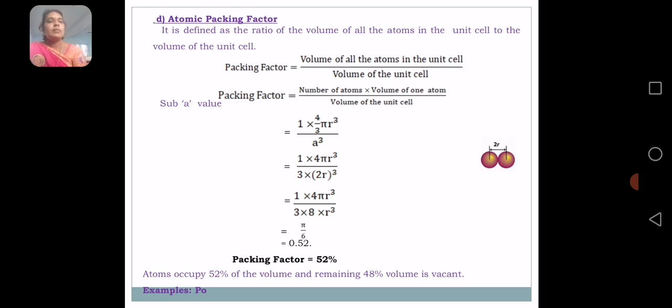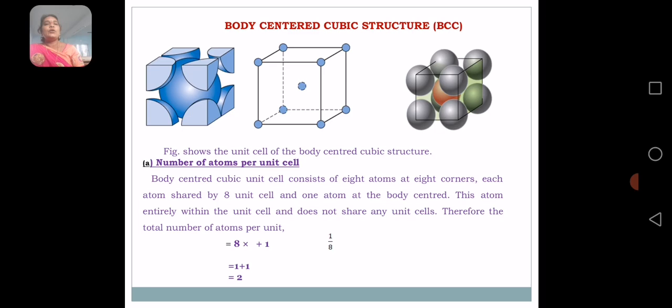Next, we discuss body-centered cubic structure. Here the figure represents the unit cell of the body-centered cubic structure. First, already we know that there are 4 points we need to calculate the atomic packing factor. One is the number of atoms per unit cell, atomic radius, next volume, and then coordination number.